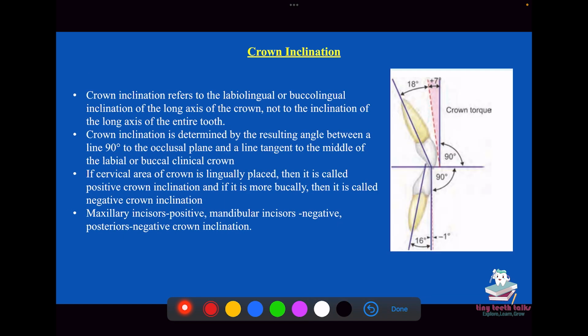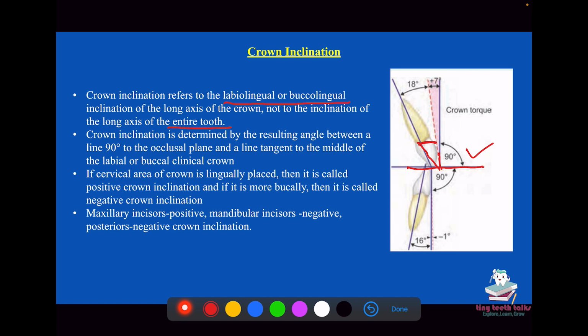Coming to the crown inclination. Crown inclination refers to the labiolingual or buccolingual inclination of the long axis of the crown, not to the inclination of the long axis of the entire tooth. Crown inclination is determined by the angle between a line 90 degrees to the occlusal plane and a line tangent to the middle of the labial or buccal clinical crown. If the cervical area of the crown is lingually placed, it is called positive crown inclination, and if it is more buccally placed, it is called negative crown inclination.